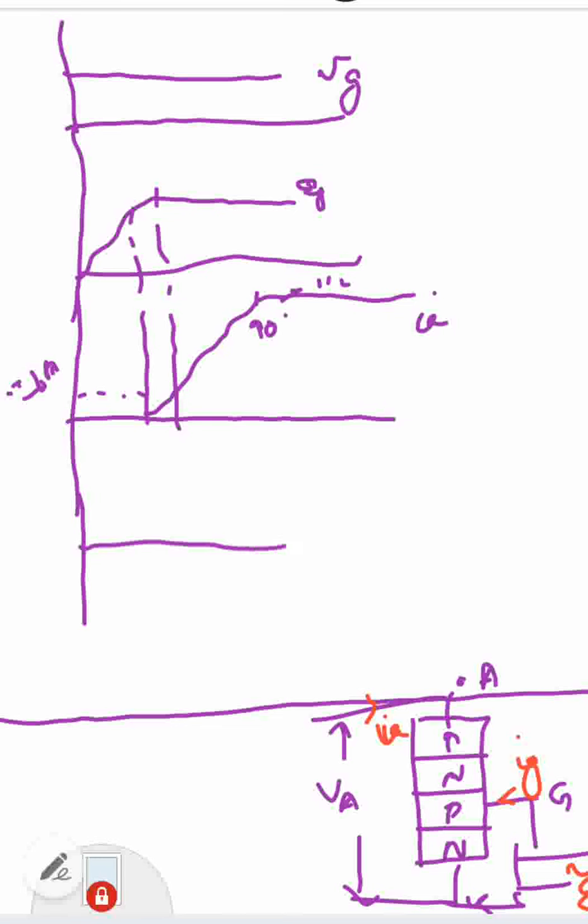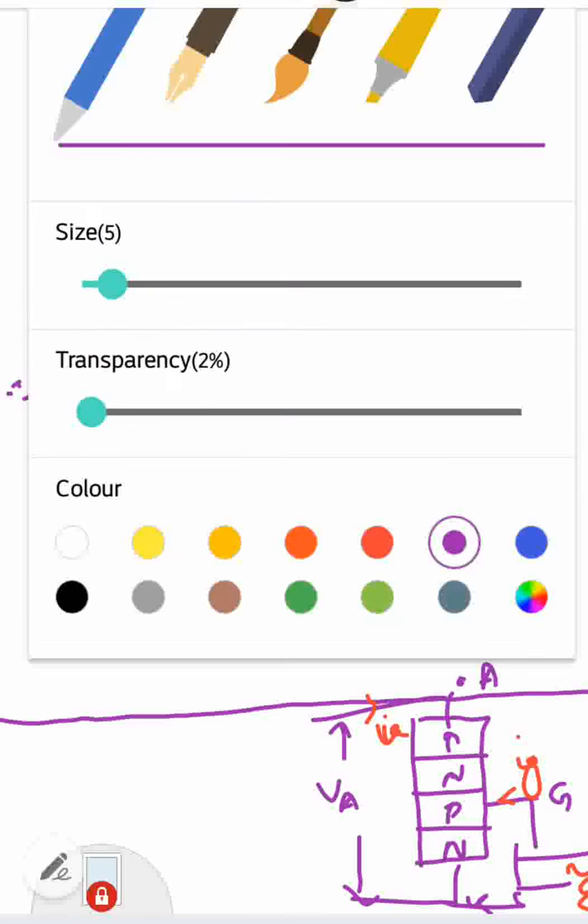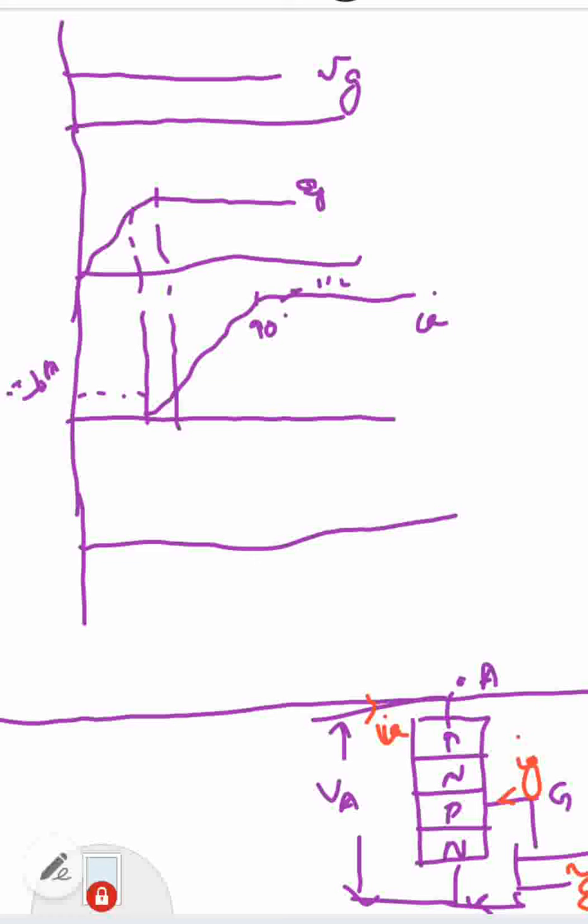Now for the anode voltage also, when it slowly increases, anode voltage slowly starts to fall. When it reaches its 90% value, anode voltage almost decays to zero, and this is turn on. This is anode voltage and this is anode current, this is gate current. Okay, so during this interval the anode current increases, at the same time anode voltage decreases.